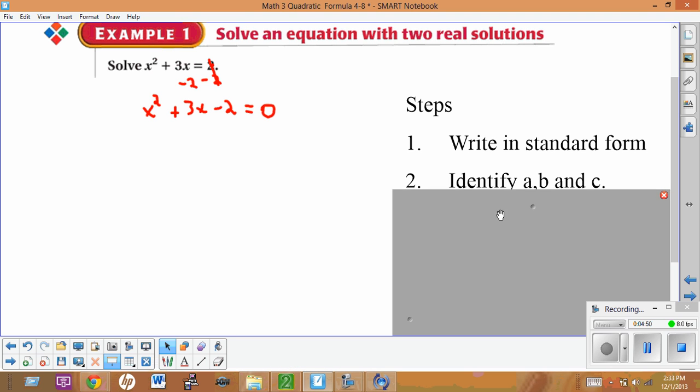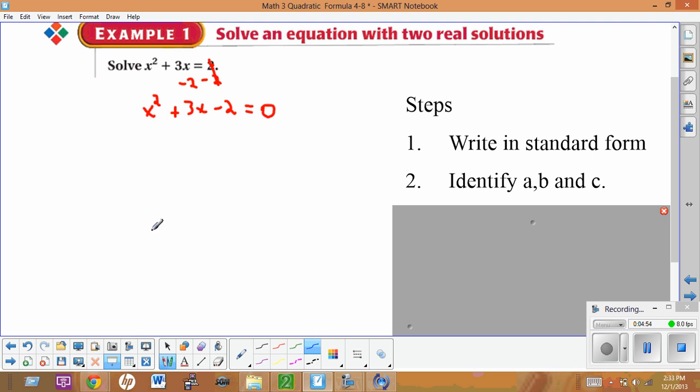Step number 2, identify your a, b, and c. Okay, a, b, and c are the coefficients. So the coefficient on x squared is 1. Even though it's not there, it's understood to be 1. So there's your a. Your b is 3 because we are in descending order, so that's your b. And your c, don't forget to take the sign, negative, is -2.